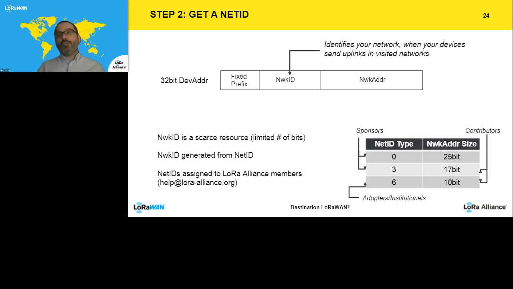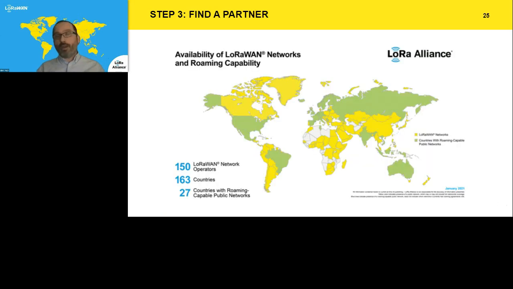Now that you have your network server and join server set up, and your NetID configured, the next thing you need to do is to go find a partner. And for that, I would like to take your attention to a very recent PR that LoRa Alliance had issued, where we have identified 27 countries with roaming-capable public networks. All those green ones you are seeing on this map have at least one public operator that has the capability and the willingness to set up roaming with the other networks.